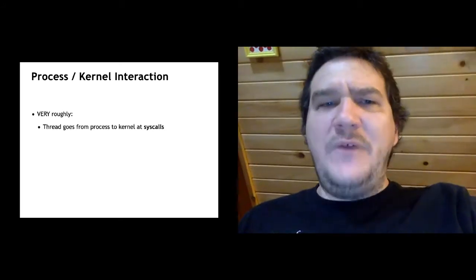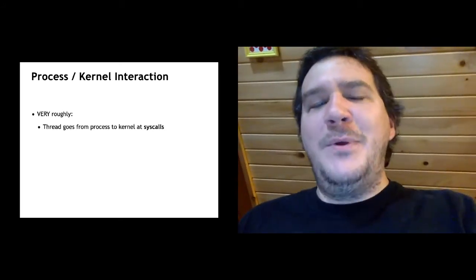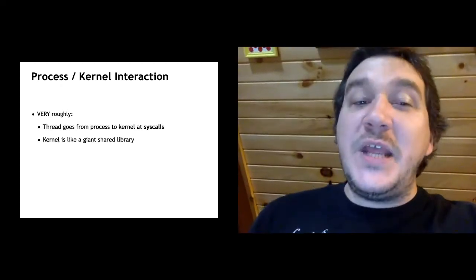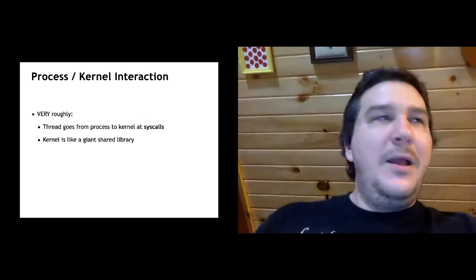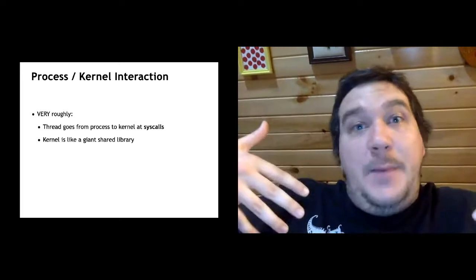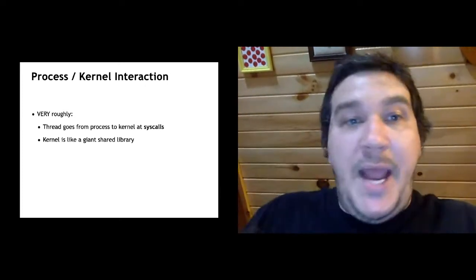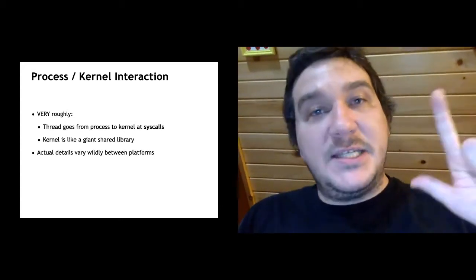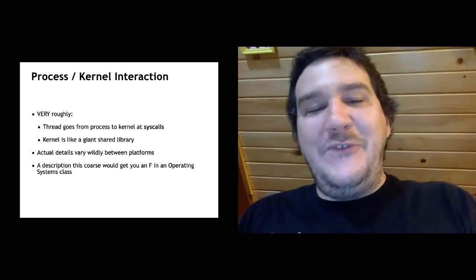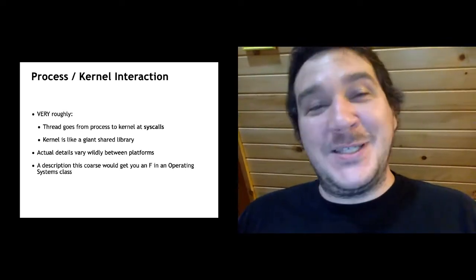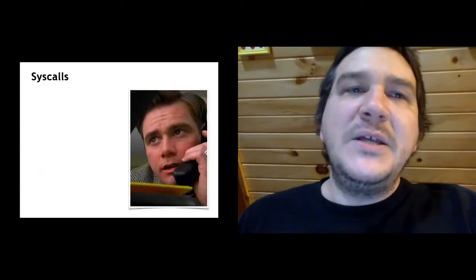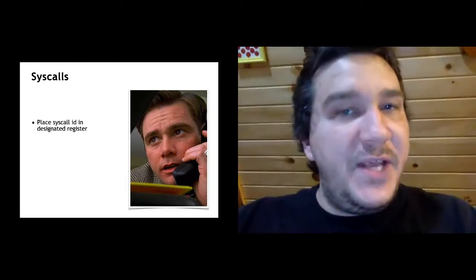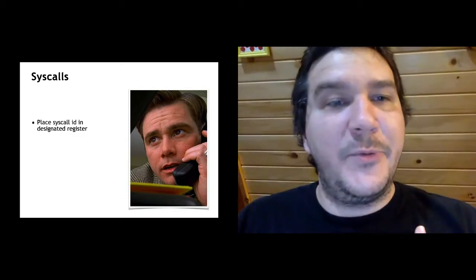So very, very roughly, a thread will go from the process from user space to the kernel at syscalls. And in that sense, we can think of the kernel like a giant shared library, right? We're making these syscalls, and then we hop into the shared library. And then when we're done with those, we hop back. No big deal. The actual details are very, very different between not just operating systems, but CPU platforms. And if you try to describe it like this in a proper operating systems course, they would tell you to leave. So again, the way we issue a syscall on the machine, and this is with the heavy x86 bias, I don't actually know how to do it on other platforms.